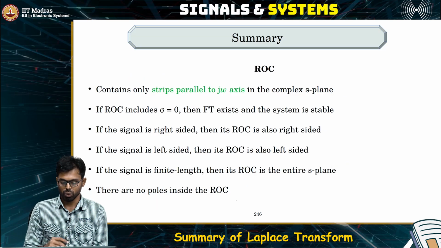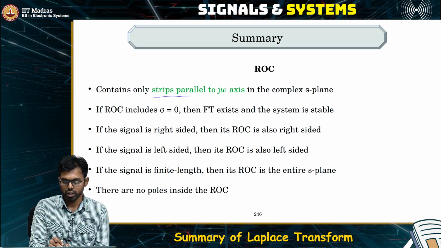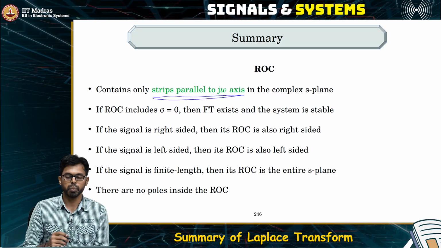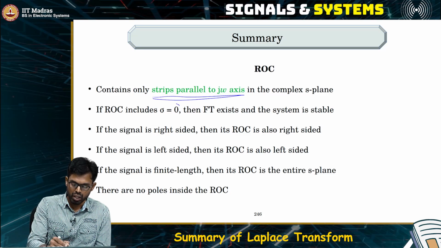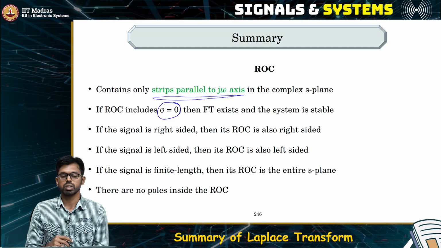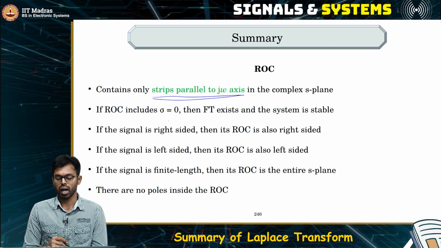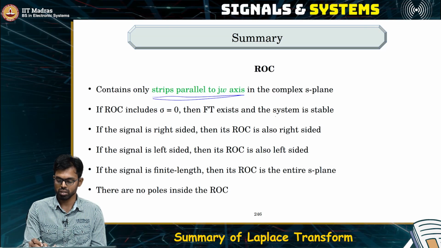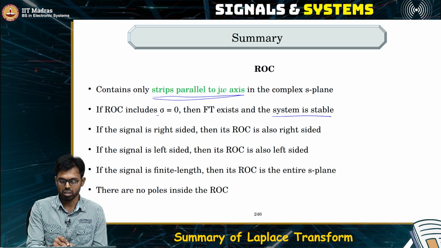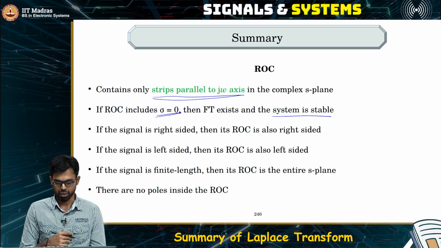Now, let's look into the properties of the ROC. We saw that ROCs have only strips parallel to the j omega axis, or the vertical axis, in the complex S plane. If the origin is included in the ROC, it means that the Fourier transform exists. This also means that if this corresponds to a system's impulse response, the system will be stable if the origin is part of the ROC of the transfer function.